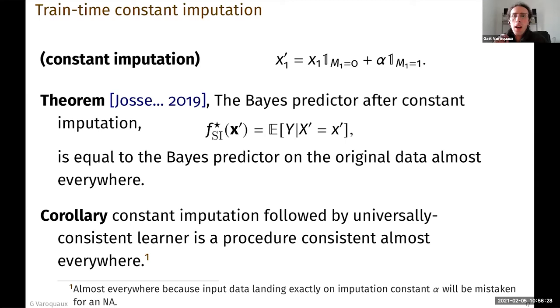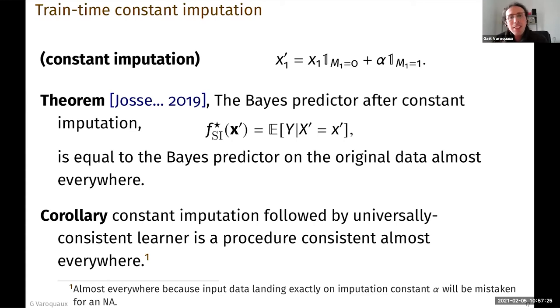This will give me a predictor that is consistent almost everywhere. And the almost everywhere is a technical detail, but the reason is that I can have collisions, and if in my data I have a feature vector that collides with my imputation, then I will not be consistent here. So if my features are continuous and noisy, this won't happen. But if my features are discrete and I've chosen alpha as a value that the feature takes, then this will happen. So this is, by the way, an argument for choosing a mean imputation instead of median imputation, because median imputation will create those collisions.